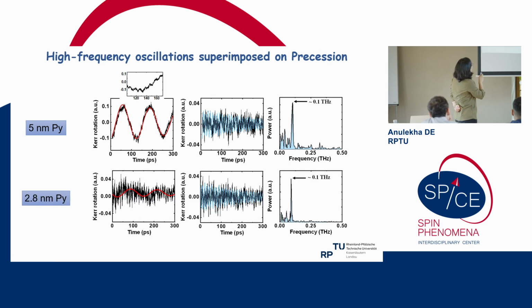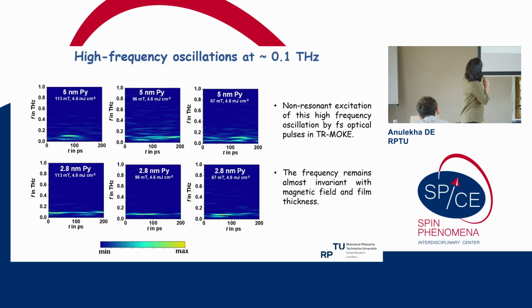Then we have done the same measurement for the 2.8 nanometer permalloy sample. It's a thinner sample, and again we have seen some high frequency oscillations present on top of the precessional background, and after subtracting the ferromagnetic resonance background, again we can see a high frequency oscillation at 0.1 terahertz. After this, to really confirm whether this mode is appearing or not, we have taken data for these two different sample thicknesses at different magnetic fields and different pump fluences.